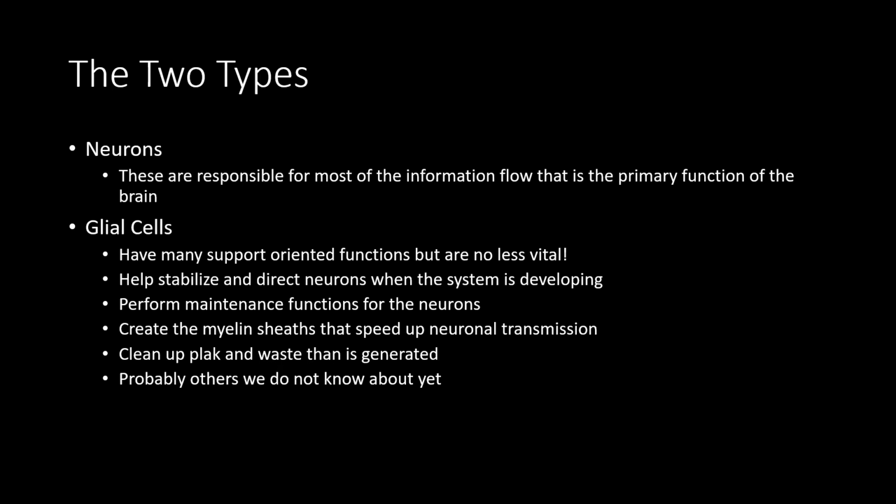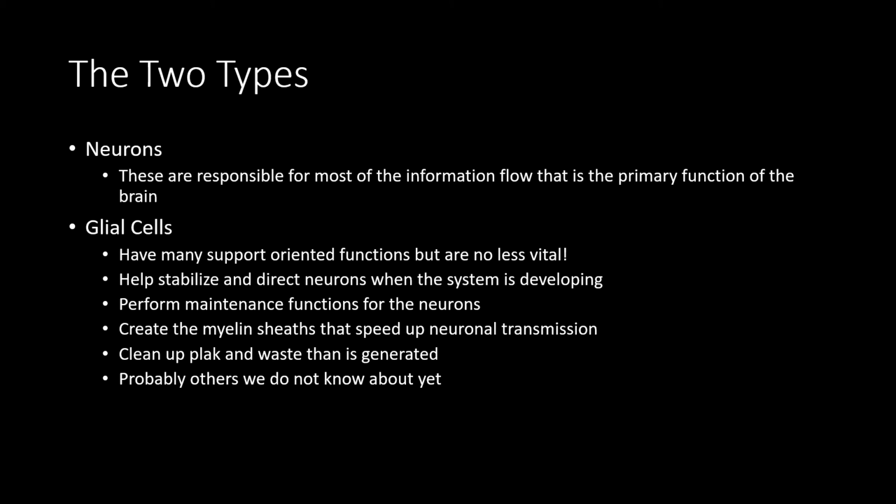Glial cells have many functions. They're primarily support-oriented, but please don't think that they're any less vital. You would not survive or have even developed if you did not have glial cells. They help stabilize and direct neurons, especially when the system is developing. So for example, when you were a fetus and your central nervous system was developing, the way in which your brain connected to the right parts of your body was controlled by glial cells.